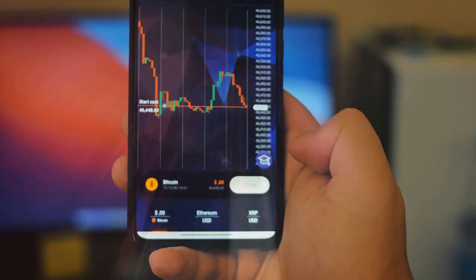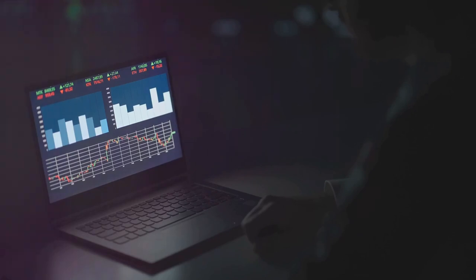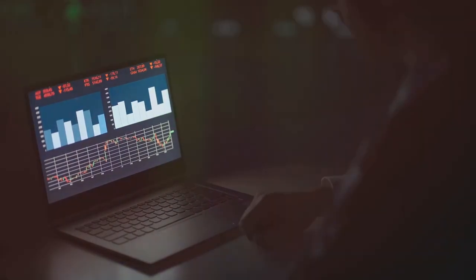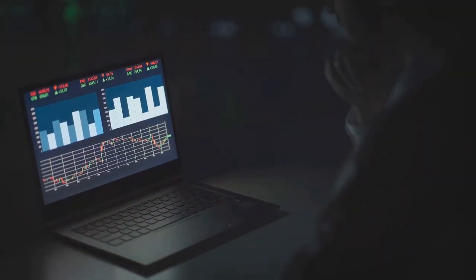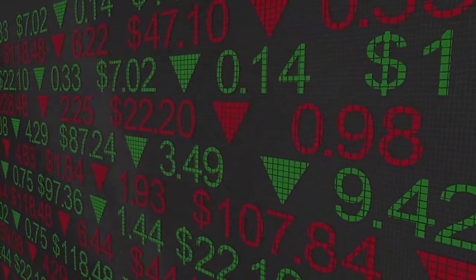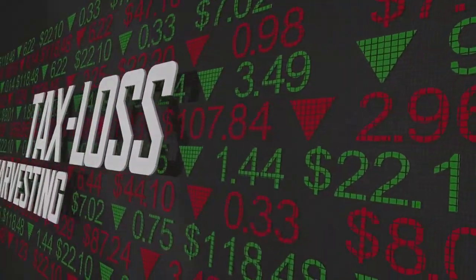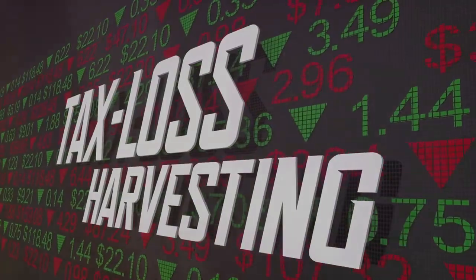Next, check out Coinly. With its user-friendly interface and support for numerous exchanges, Coinly seamlessly integrates with your trading history. It also offers tax loss harvesting, helping you save money.